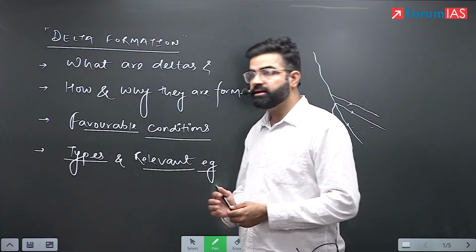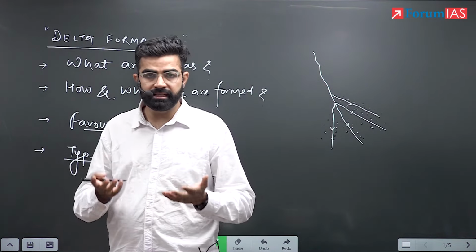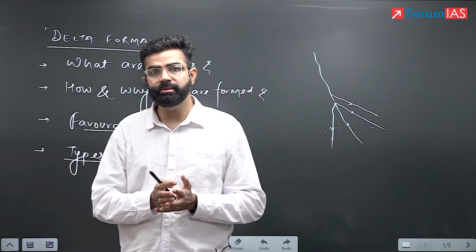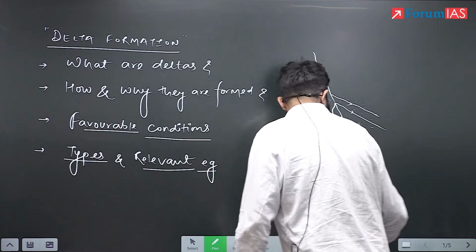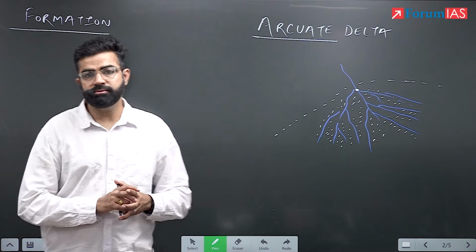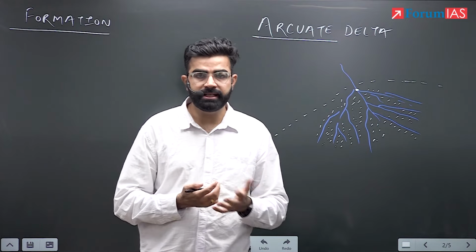And the fourth thing that we will learn in detail is the various types of delta, especially on the basis of shape; they can be classified into many types. We will learn about them with the help of examples. So let's start with the first component, that is the formation of delta. Now the first thing that comes to mind is, what is a delta?